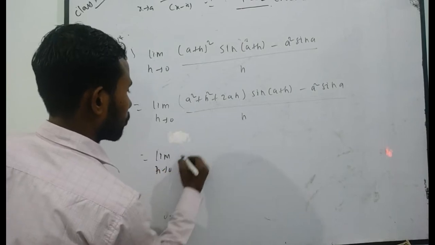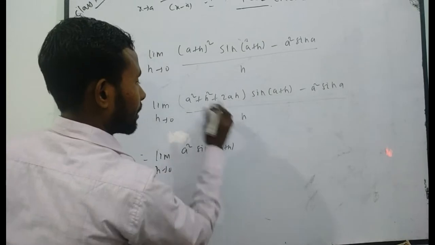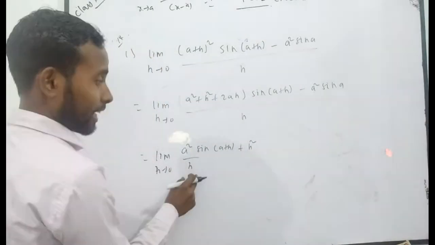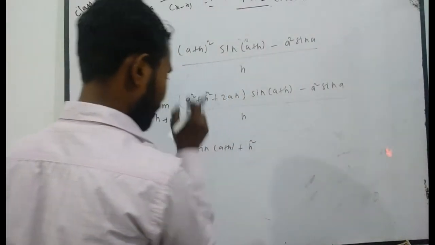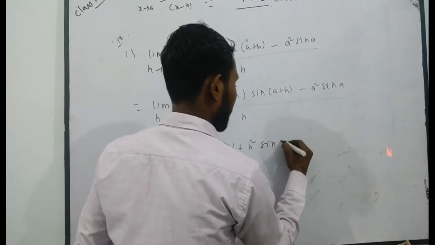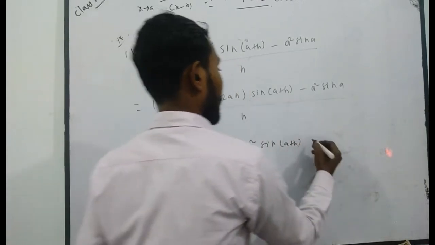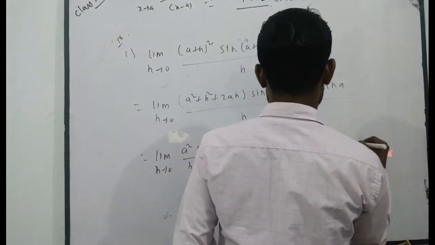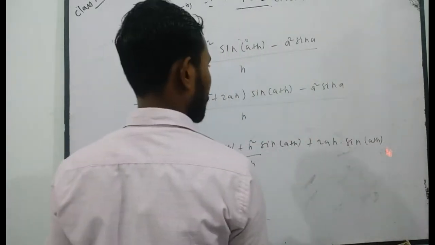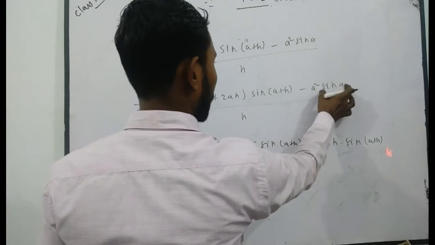Limit h tends to 0, a square sin (a plus h) plus h square. You can take h in the denominator and separate: h square into sin (a plus h) divided by h, plus 2ah into sin (a plus h), minus a square sin a by h.